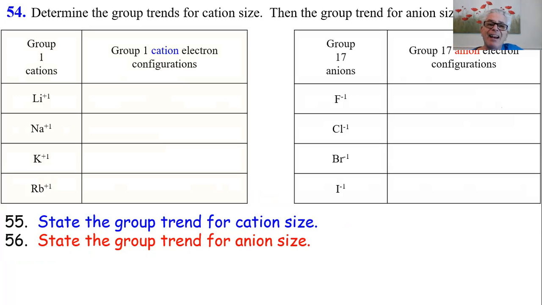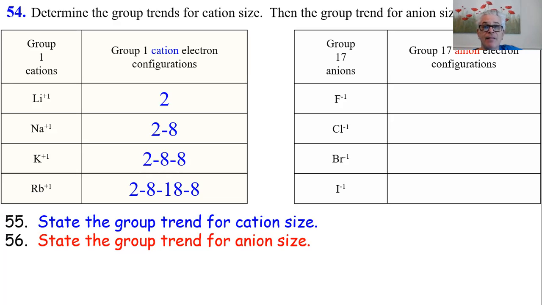Now, what are the cation electron configurations? Let's do the group 1 metals first. Lithium, 2-1. When it loses an electron, it becomes just an electron orbital with 2 electrons. Sodium, 2-8-1, becomes 2-8. Potassium, 2-8-8-1, becomes 2-8-8, loses a whole orbital. And rubidium, which is 2-8-18-8-1, loses that whole extra orbital because it loses 1 electron, becomes 2-8-18-8.